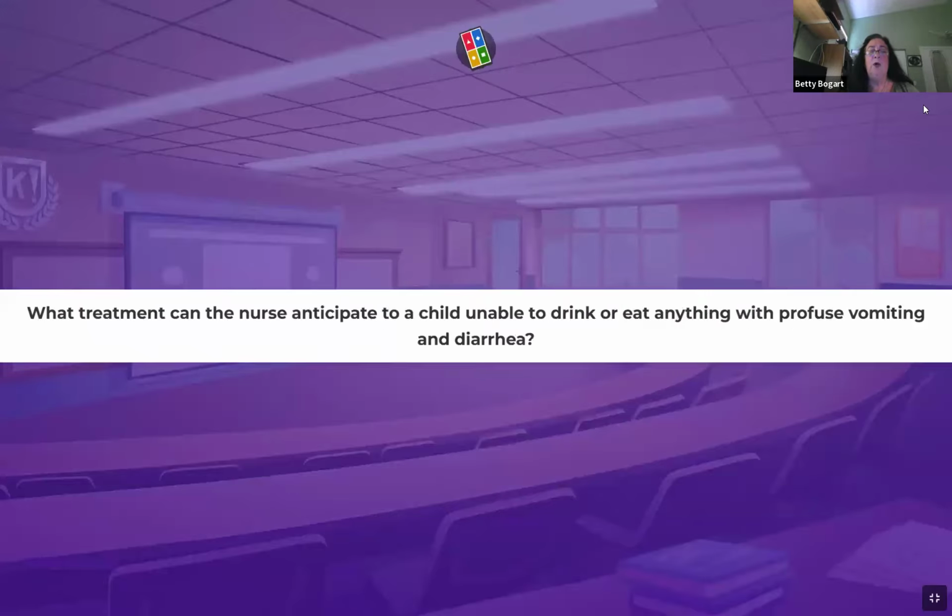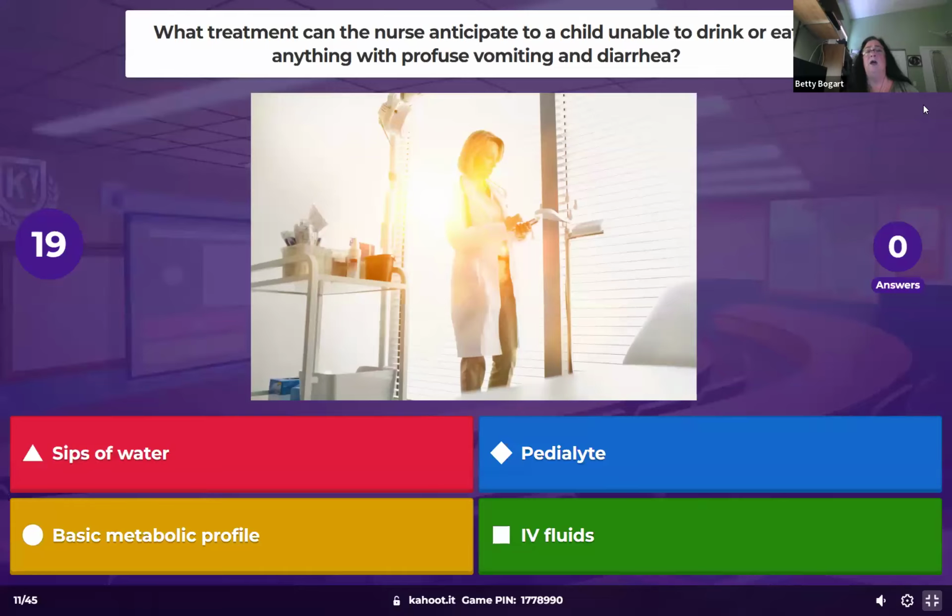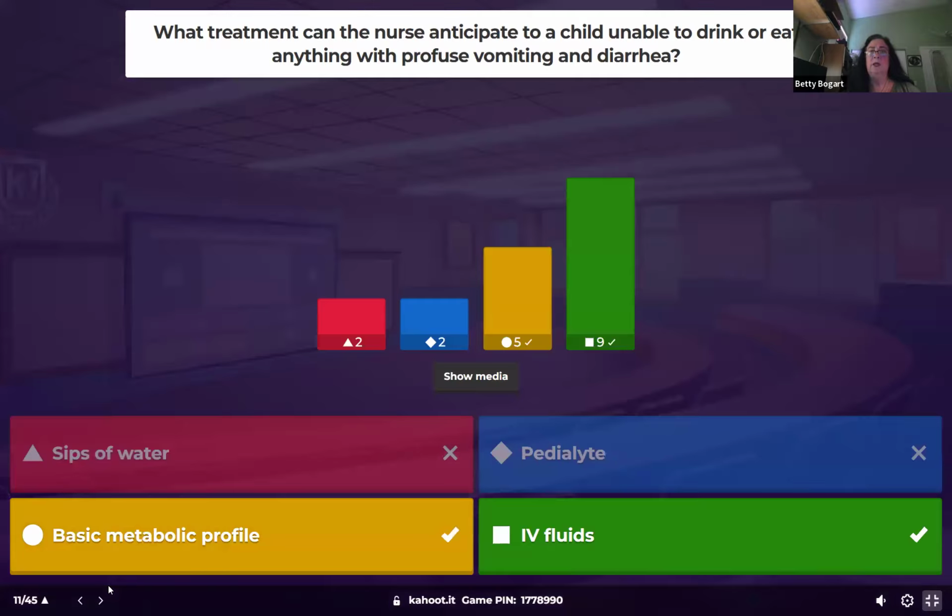Multi. What treatment can the nurse anticipate for a child unable to drink or eat anything with profuse vomiting and diarrhea? Now this child has vomiting and diarrhea. What are you going to give them? What are you going to do? So if they're profusely vomiting, you're not going to give anything by mouth, because it's just going to make them vomit more. So you're going to do that basic metabolic profile so you have your beginning numbers, and you're going to be giving IV fluids.